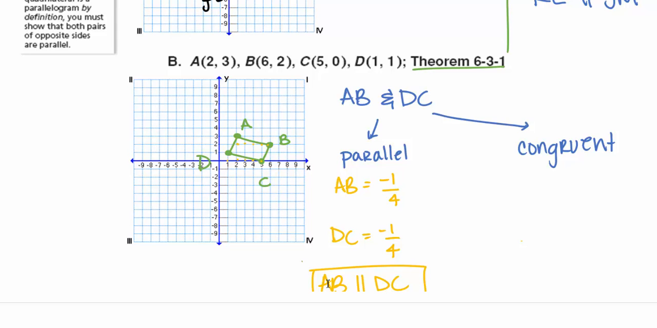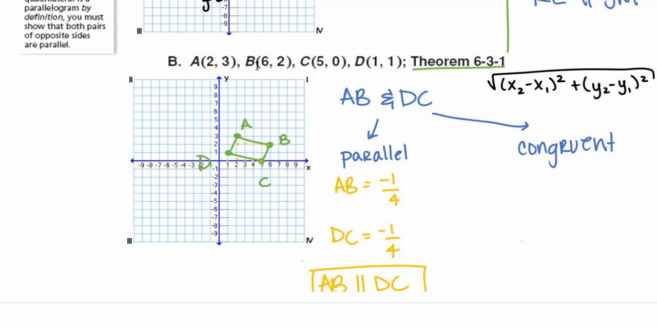The next part is we need to prove that those lengths are congruent. So for that, we need to use the distance formula. And it's been a while since we've done the distance formula, but remember what you need to do is take your x values, subtract them, square that, add that to your y values that you subtract and square, and then take the square root of the whole thing.